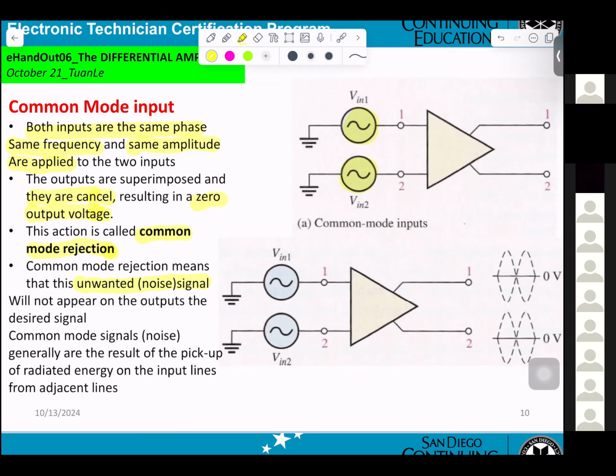The common mode signal, that means the noise, is generally the result of picked up radiated energy on the input line from an AC line. So basically any signal identical at the input of the amplifier is considered to be noise. That means the signal you don't want, and the op-amp will cancel that out.